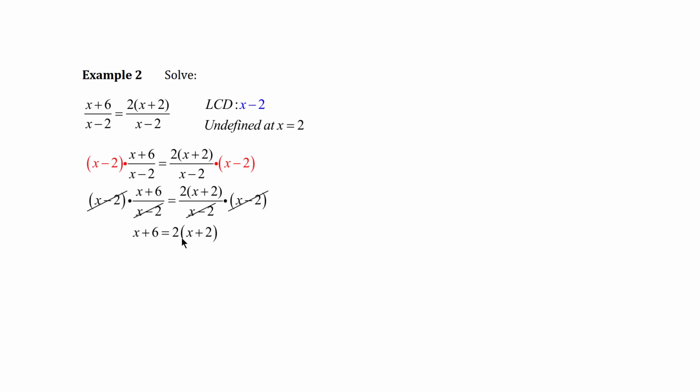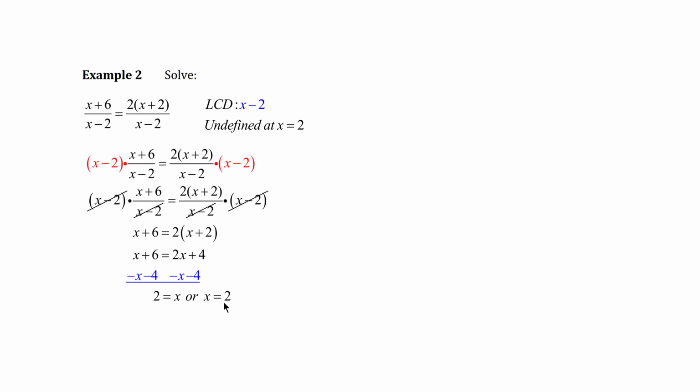From here, we distribute the 2 inside the parentheses to the x and the plus 2, and then we bring down all the other terms. The result is x plus 6 equals 2x plus 4. Next, I did 2 steps at once. I subtracted x from both sides of the equation, and I subtracted 4 from both sides of the equation. The result is 2 equals x, or you could write this as x equals 2.